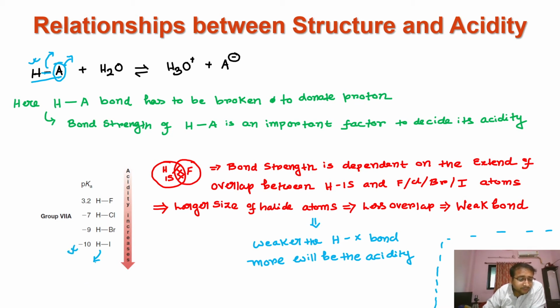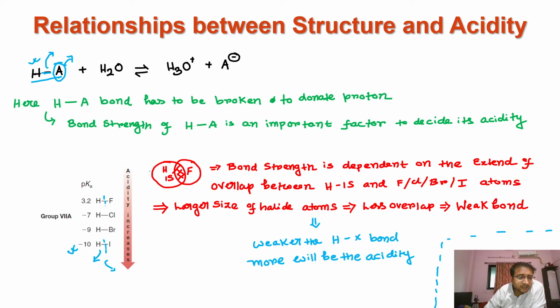So from that we can predict that this hydrogen iodine bond is much weaker compared to the hydrogen fluorine bond. That means this hydrogen iodine bond can be easily broken in aqueous solution compared to hydrogen fluoride. So what is the reason behind this?